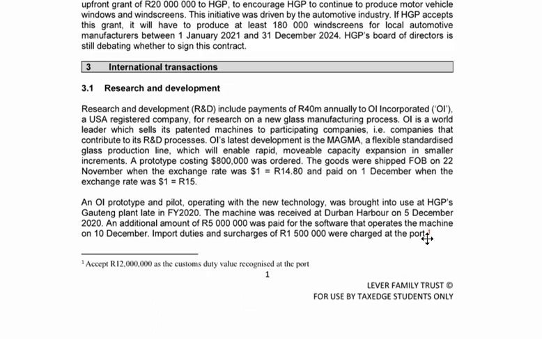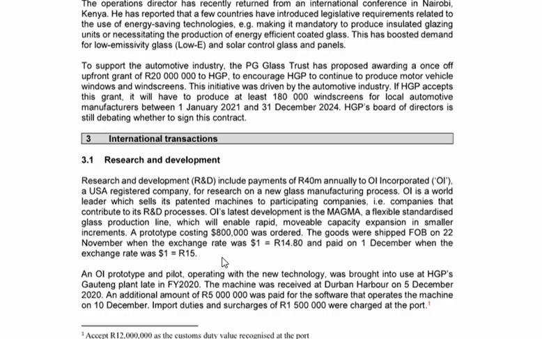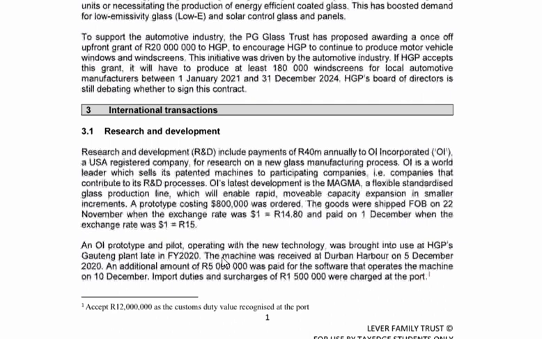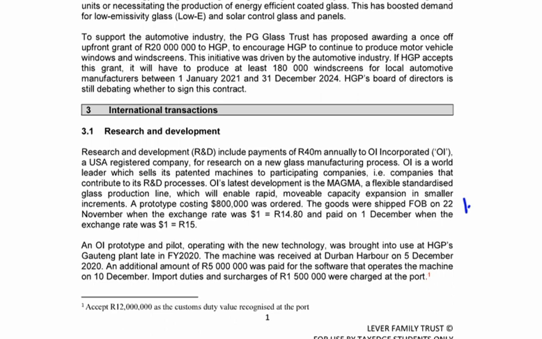And there's a little 1 there, and what does 1 say? Except 12 million is the customs duty value recognized at the port. It says the transactions were denoted in dollars, and you may assume that the conversions to rands are all correct. Okay, so what do we need to do when we go through stuff? We need to understand that there are 2 transactions here. What are the transactions? Transaction 1 is the import of the machine, and transaction 2 is the import of software. So 1, okay, a machine being imported. Number 2, software being imported.